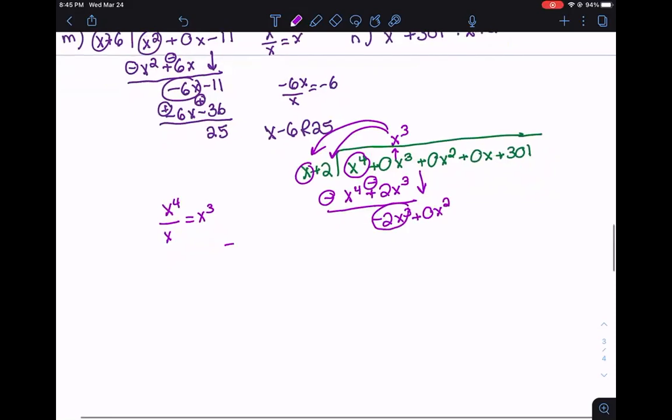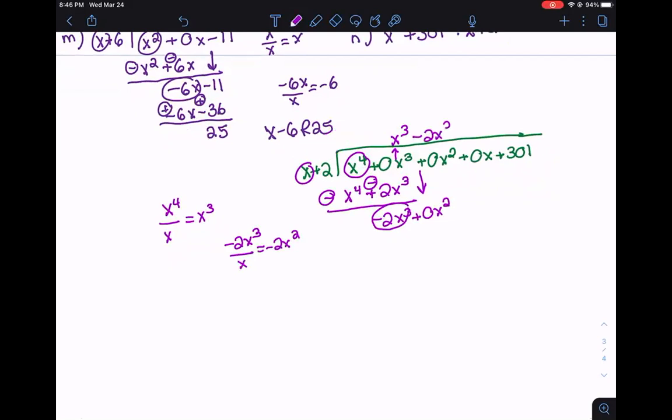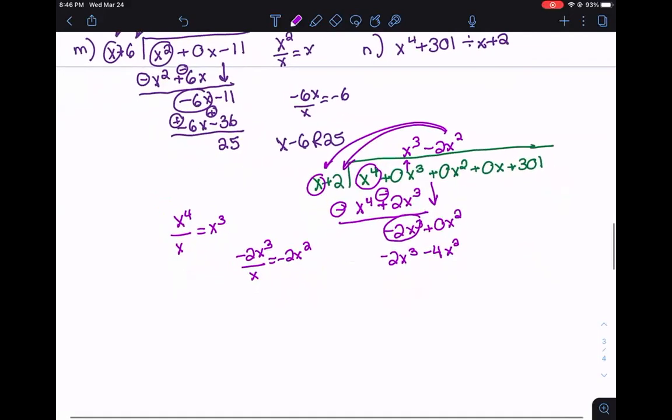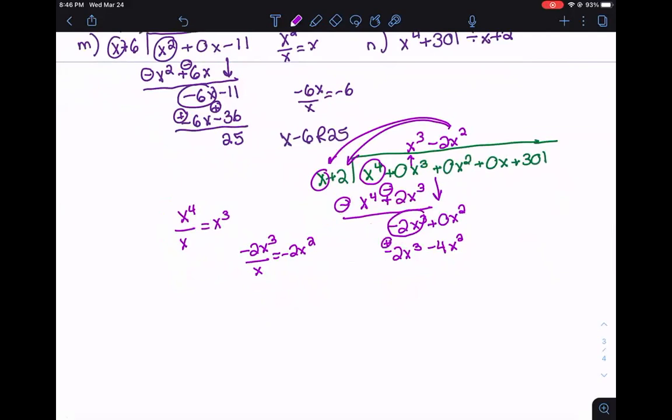Negative 2x cubed divided by x is negative 2x squared. Sorry, I just like to get rid of those arrows. Distributing, I get negative 2x cubed, sorry, minus 4x squared. And look how nicely everything lines up. I'm going to negate, so those terms cancel, which is what I want to happen. I get 4x squared, and I'm going to bring down the 0x, one term at a time.